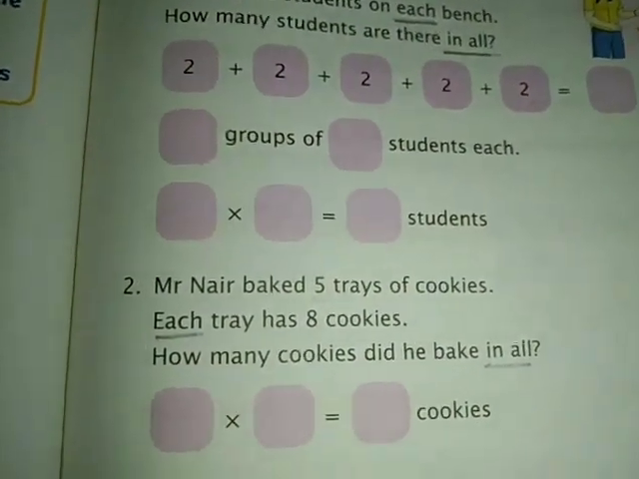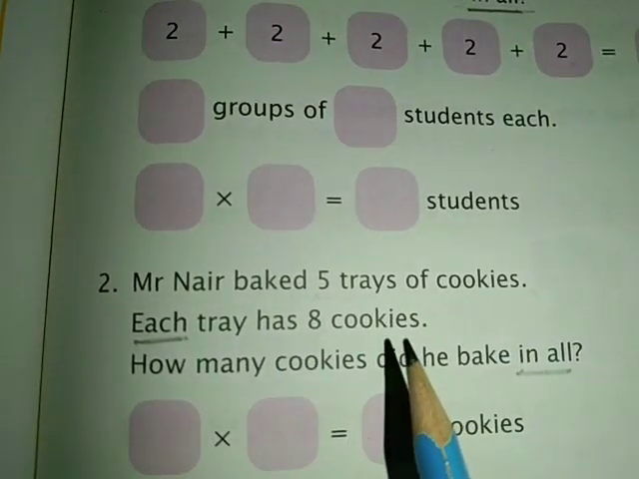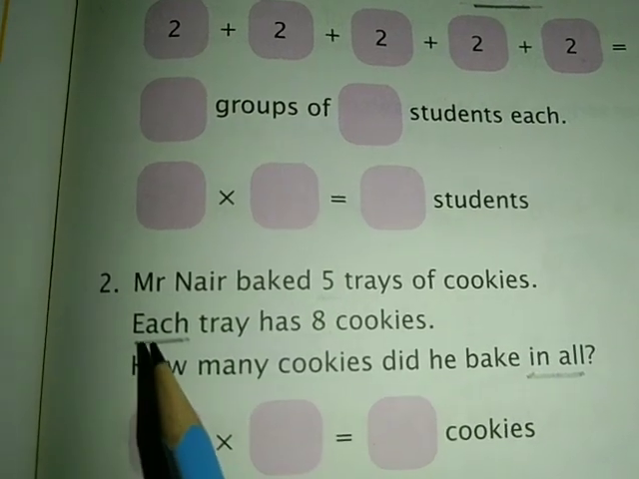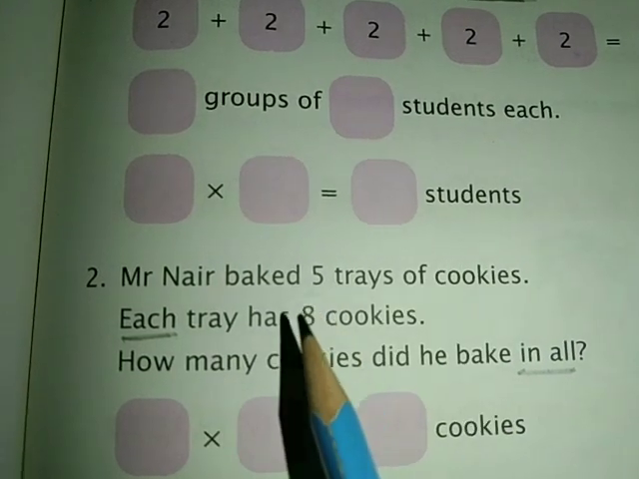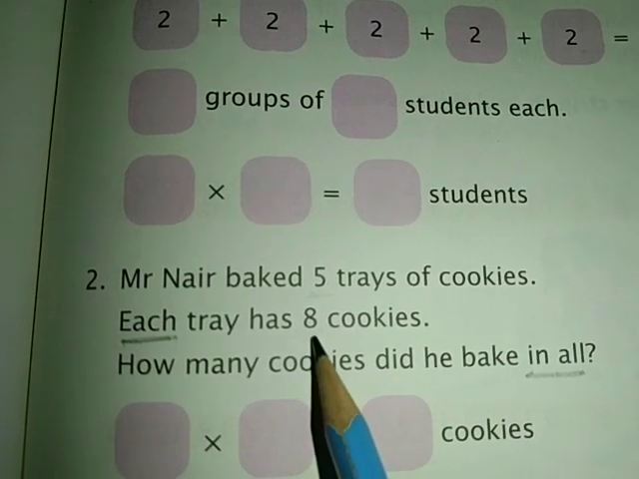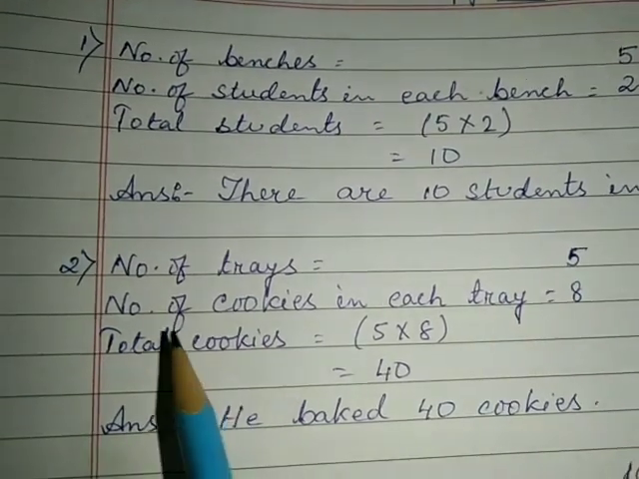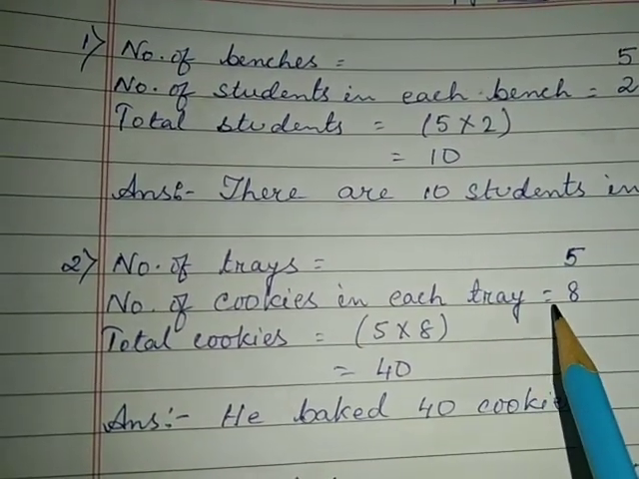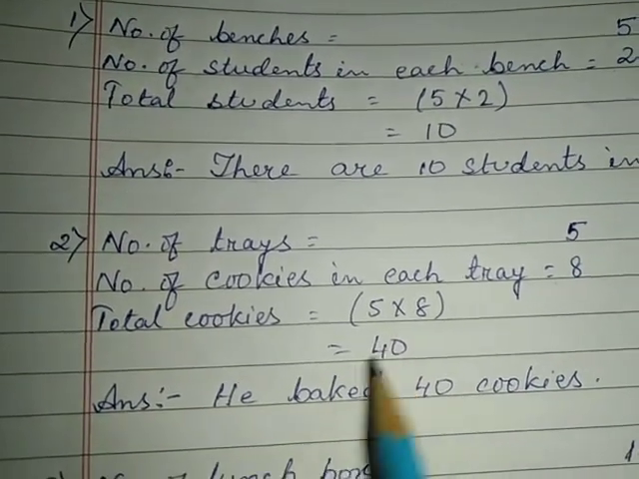Let us move to number 2. Mr. Nair baked 5 trays of cookies. Each tray has 8 cookies. How many cookies did he bake in all? Here also the word each and in all I have already underlined. So again we have to do multiplication. What are the 2 numbers that we are going to work? 5 and 8. 5 is number of trays and 8 is number of cookies on each tray. You have to write this word each. So I have written here number of trays 5, number of cookies in each tray 8. Total cookies 5 into 8. 5 multiplied by 8 will give us 40. Answer, he baked 40 cookies.